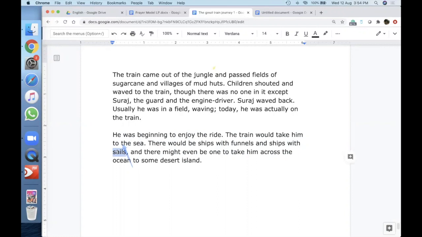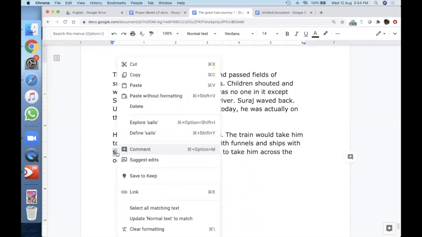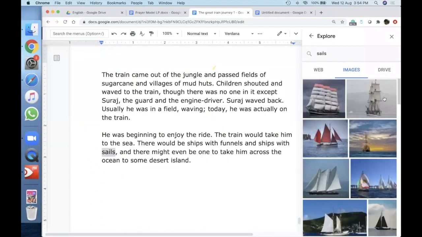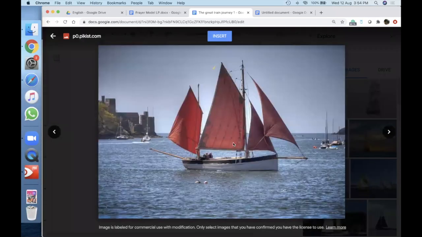Here we are talking about ships, right? So in the context of a ship, sails means something else. I will show you what is a sail. So this is called a sail ship, and these red color objects are called sails. Do you understand now? Do you guys see the ship on the screen? Yes, sir.